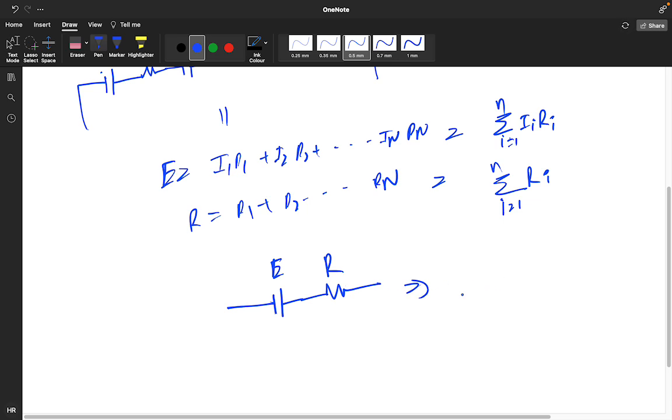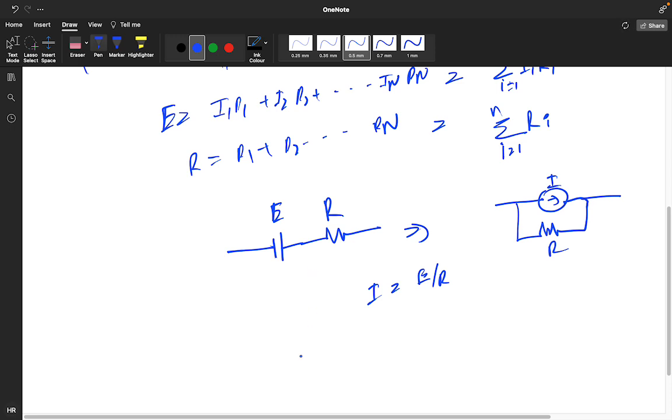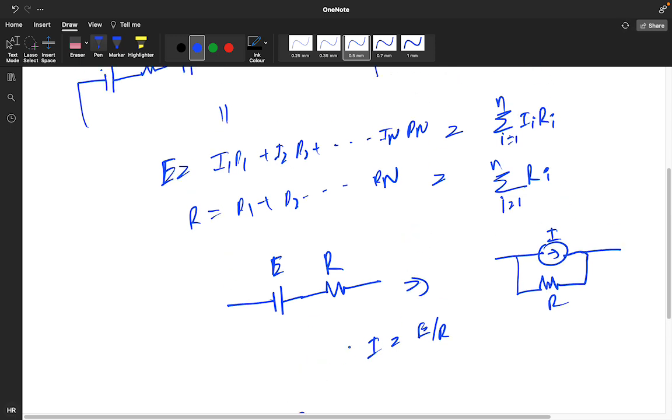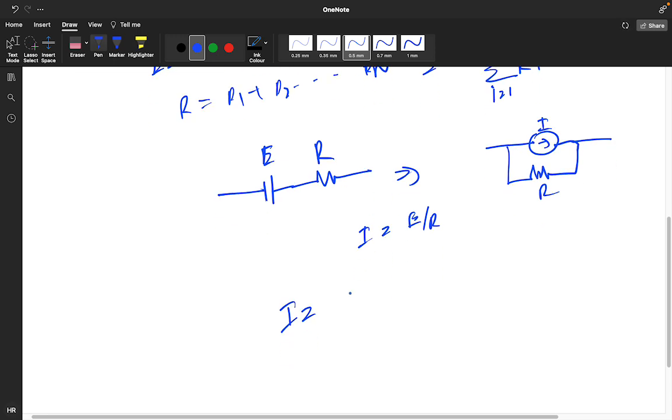If you want to make these in the form of a current source and voltage source, so this is my current and this will become my R. So what is I? I is nothing but E by R, and R will be R only. So what I value are you getting? Summation i equals 1 to n of I into Ri divided by summation Ri, i equals 1 to n.